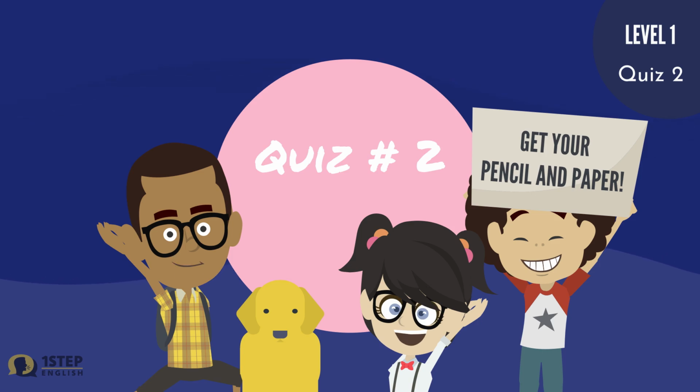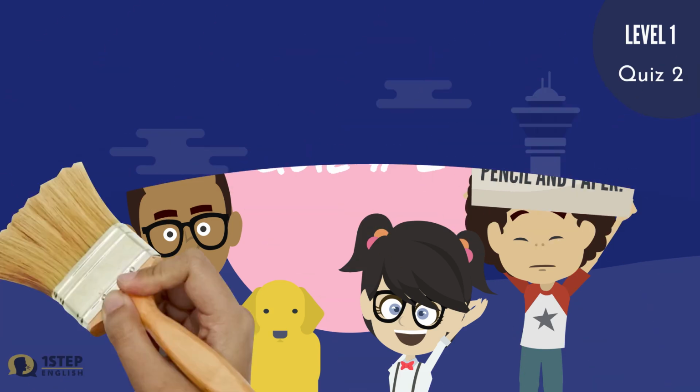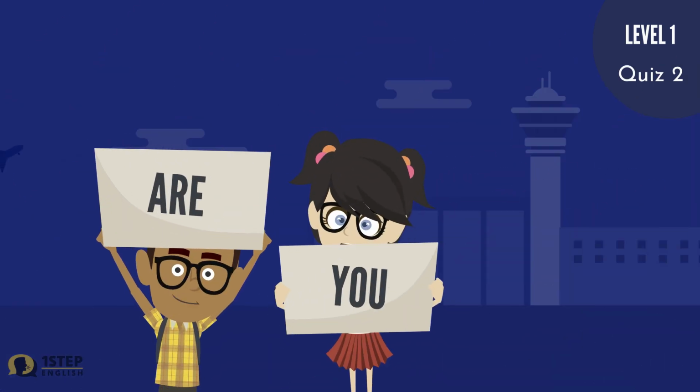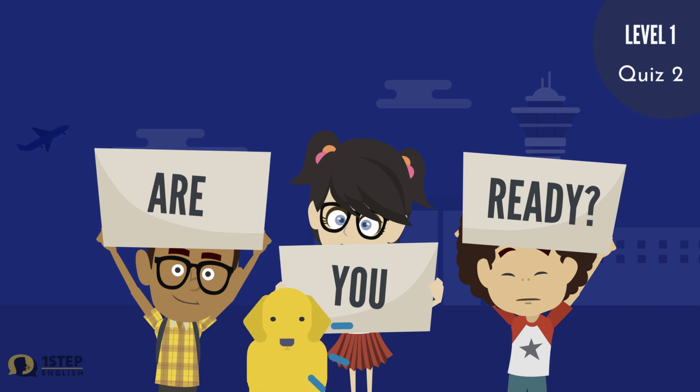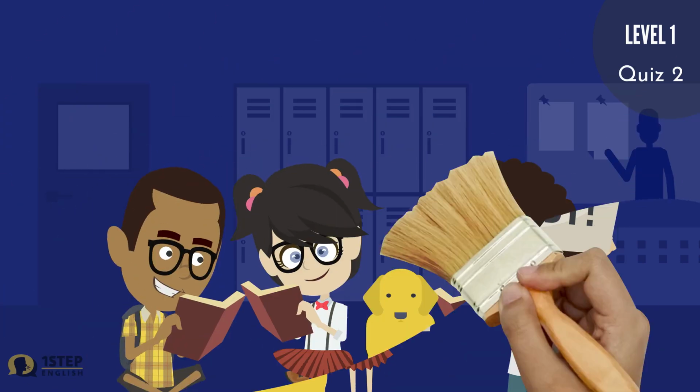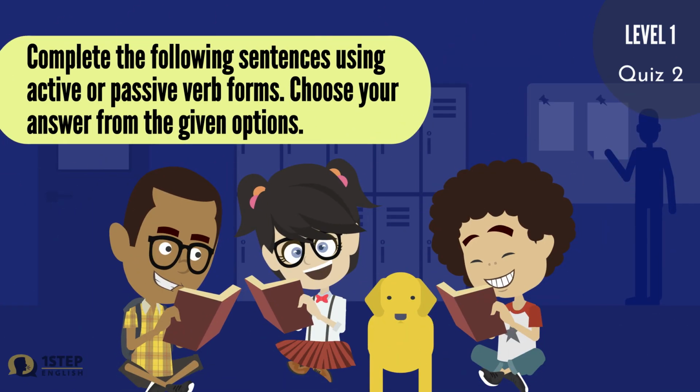Quiz number 2. Ready your pencil and paper. Ready. Complete the following sentences using active or passive verb forms. Choose your answer from the given options.